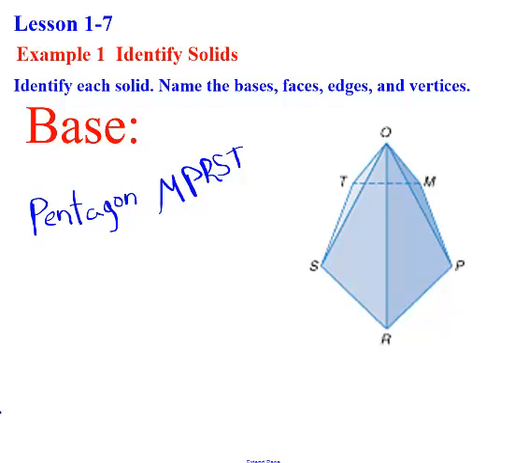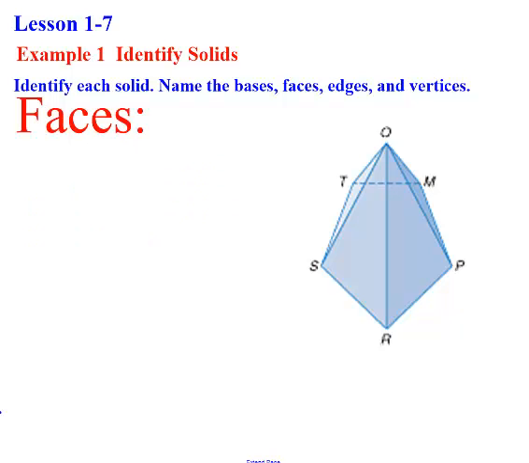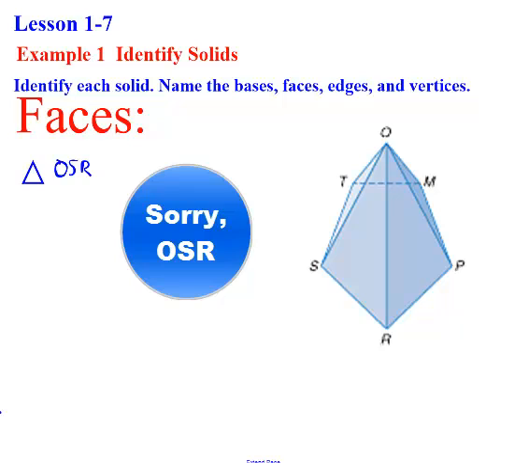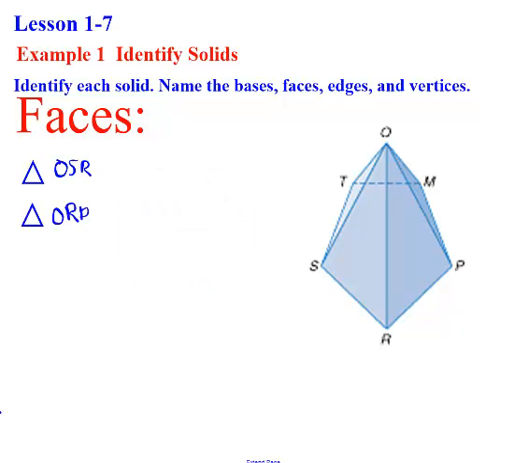Now I'm going to name the faces. The faces are made up of the 5 triangles that go around the pyramid. My first face would be triangle OST, and my next face will be triangle ORP, and my next one would be triangle OPM, and my next triangle would be OMT, finally triangle OTS.